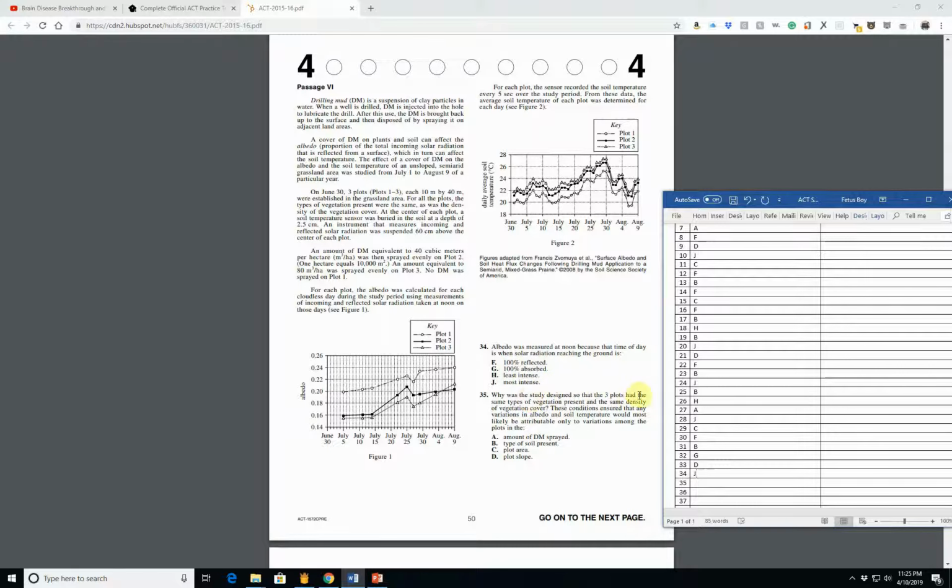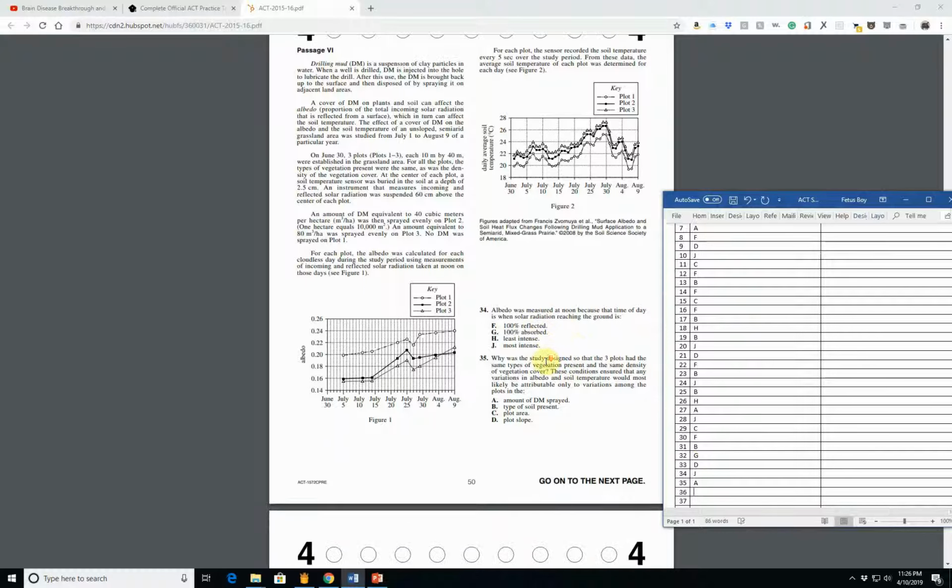Why was the study designed so that 3 plots had the same types of vegetation present and the same density of vegetation cover? I don't know. Alright, well, they want them to be the same, those aren't the variables, so the variable is going to be plot 1, plot 2, plot 3. Okay. So the only difference was the amount of drilling mud sprayed on it. So okay, it's A. Alright, sometimes you actually have to read the passage.